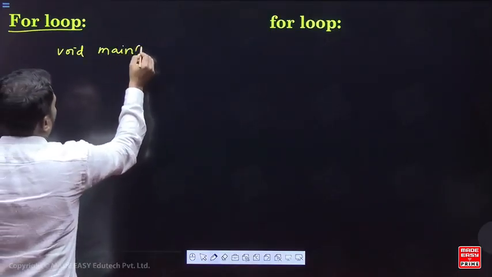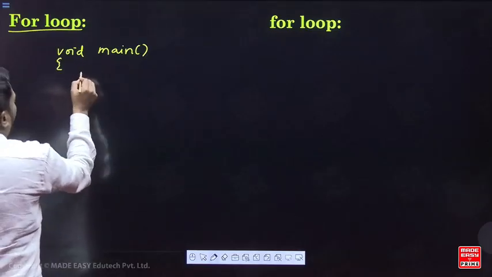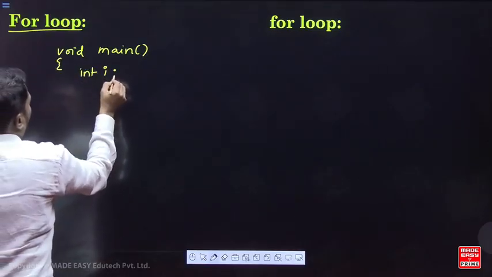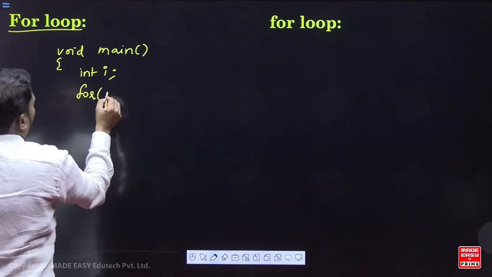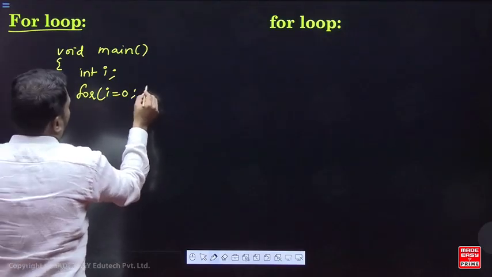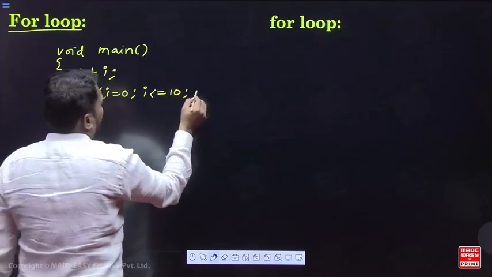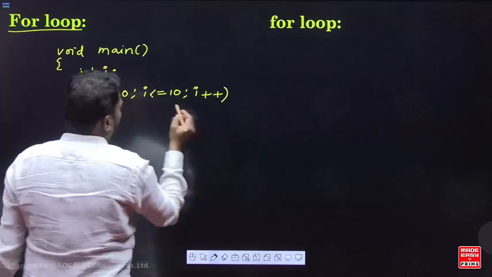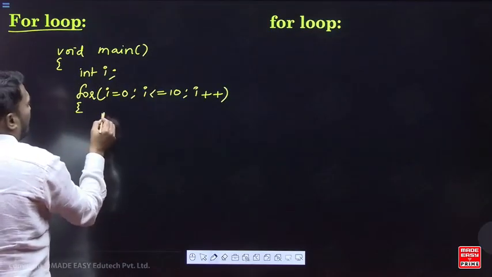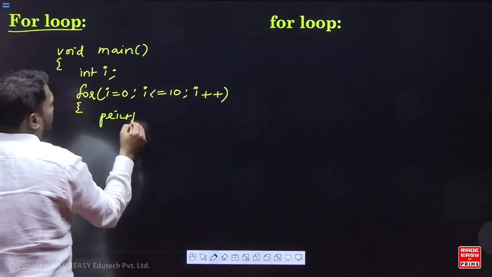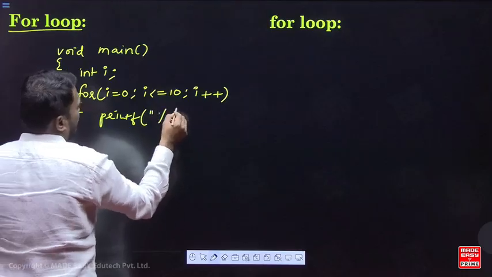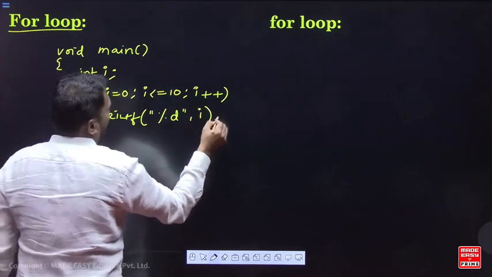So for loop, I think everybody is writing like this. So void main. Integer I. Simple. So for I equal to 0, I less than or equal to 10, I plus plus. So you are writing like this, simple. So printf percent d, I.